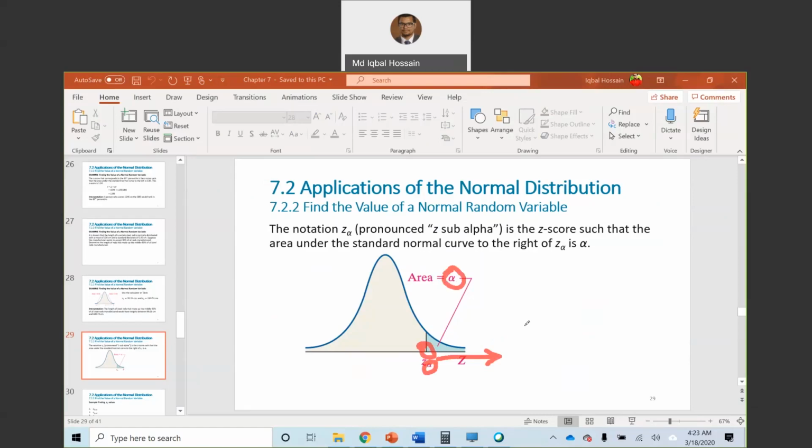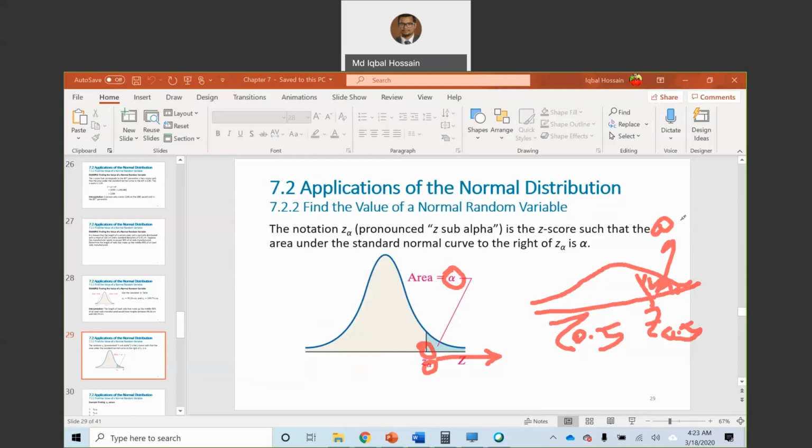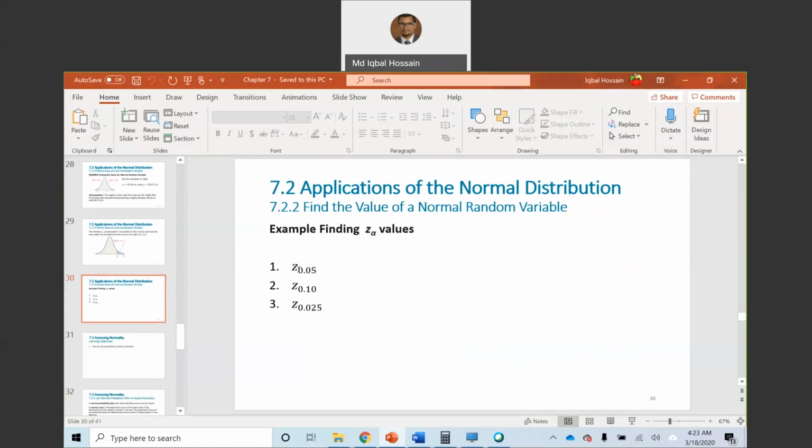So that's why if we are saying z 0.5, that indicates that if this is now z 0.5, then from that point we have area which is 0.5. So z alpha is indicating that. Now, how are we going to find this area? So z 0.05 indicates we have to find out the area of.